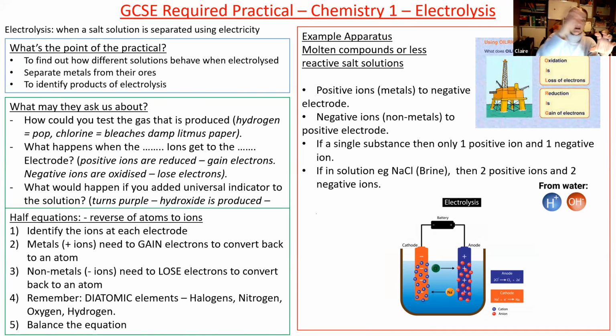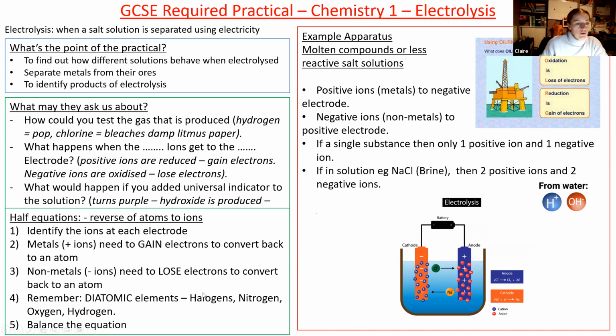What happens is they gain that electron. And then at the positive electrode, the anode, the non-metals get attracted because they are negative, and therefore they give away that electron that they've gained, and then they become atoms again. So that is the basics of what's happening in electrolysis.